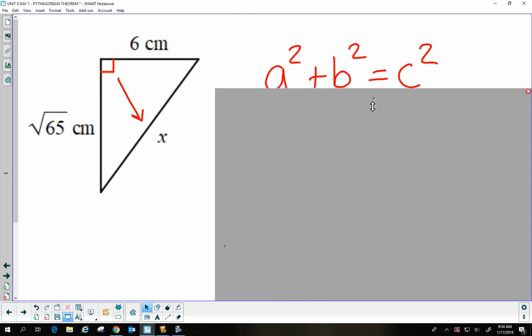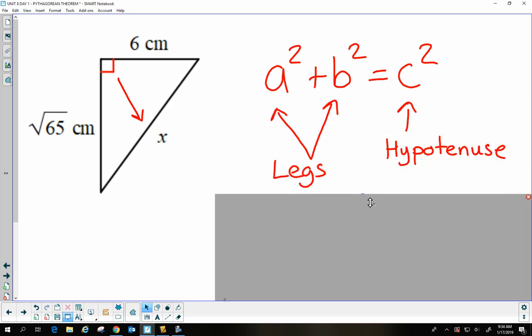And remember, the Pythagorean theorem looks like this. And it's important to remember that the hypotenuse is always C when we plug in, and the legs are A and B. Again, the hypotenuse is across from the right angle. And so we can plug in what we know here, and then we can solve and find the missing piece.